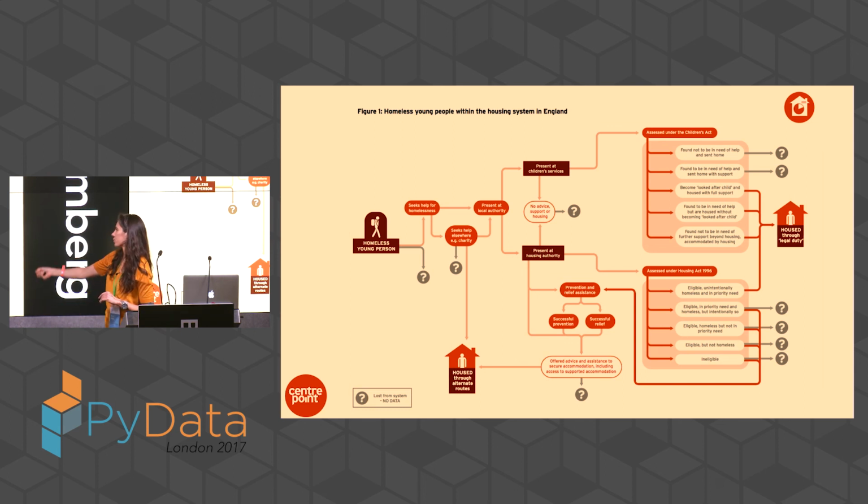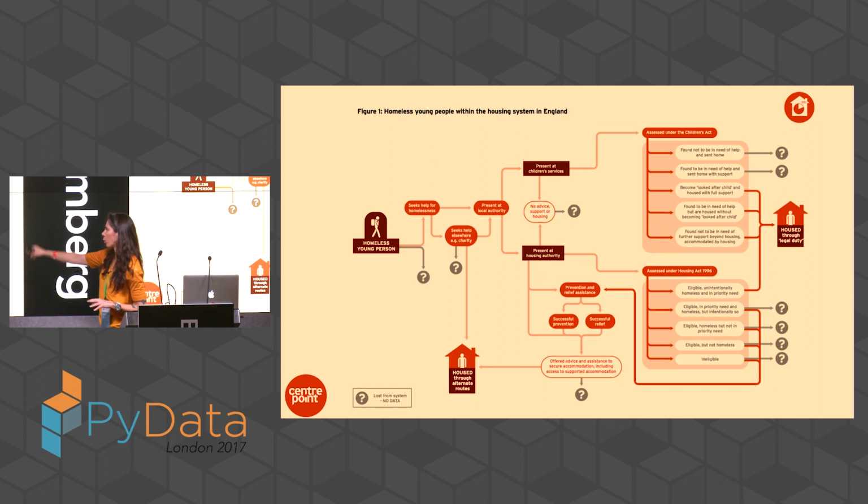And then there are all those other question marks here, where basically the only way to get properly housed if you're an adult is to be eligible and to be qualified as unintentionally homeless and in priority need, and then you'll get rehoused. Anything else will not be rehoused.